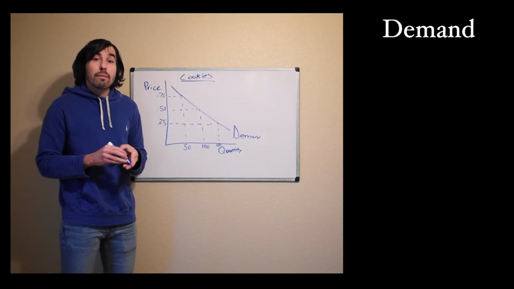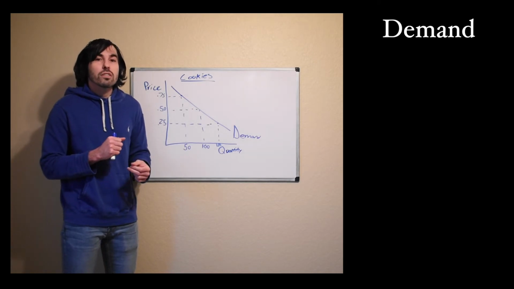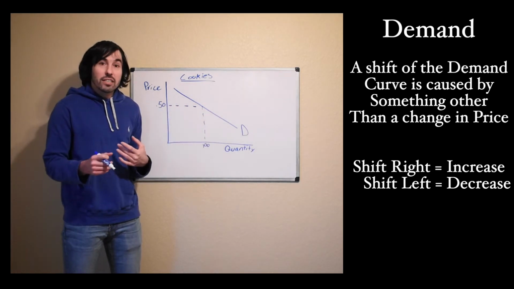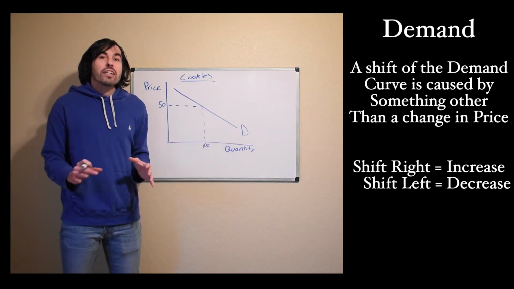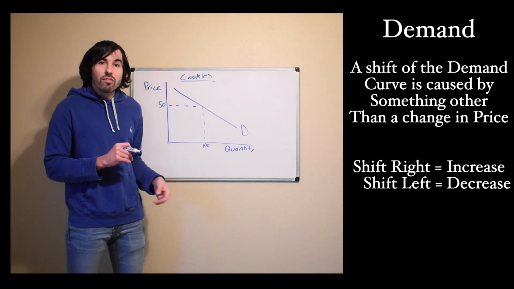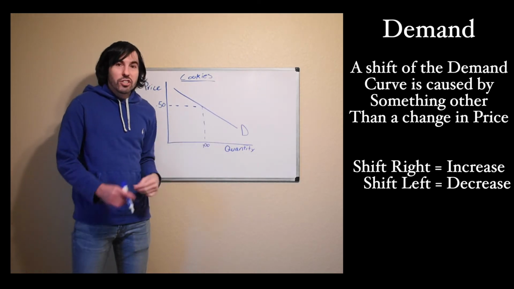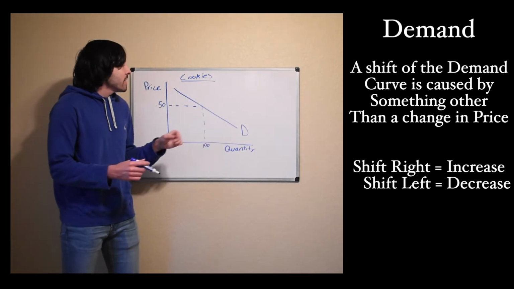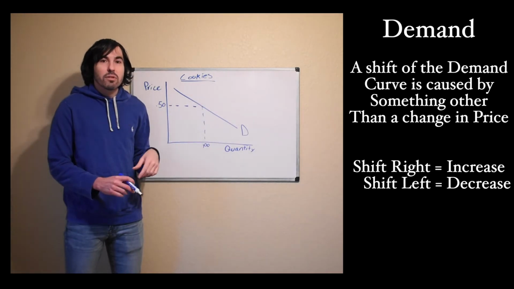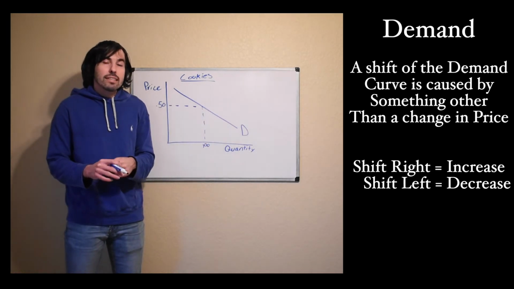Now I'm going to show you what happens if something other than price changes the amount that we want to purchase. I just showed you how a change in price causes a movement along the curve, or a change in the quantity demanded. There can also be things outside of price that will cause a change to the demand of a particular good. If a demand curve shifts outward to the right, that's showing an increase in the demand for the product. If the demand curve shifts inward to the left, that's showing a decrease in the demand for the product. And again, if the whole curve is shifting, something other than price is what's changing.